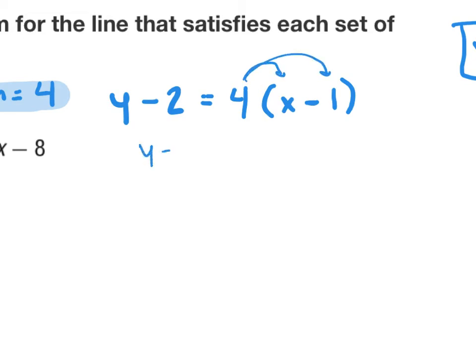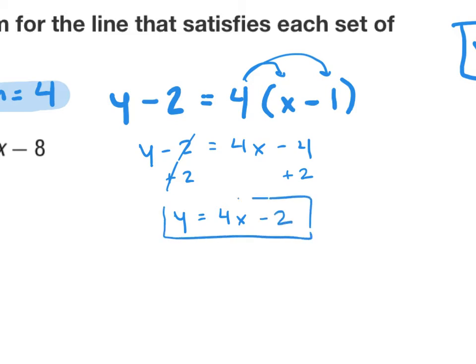So y minus 2 is equal to 4x minus 4. What do we do next? You subtract 2 or add 2. Add 2. So we add 2 on both sides. It cancels out on the left. Y is equal to 4x minus 2. So this is our answer.